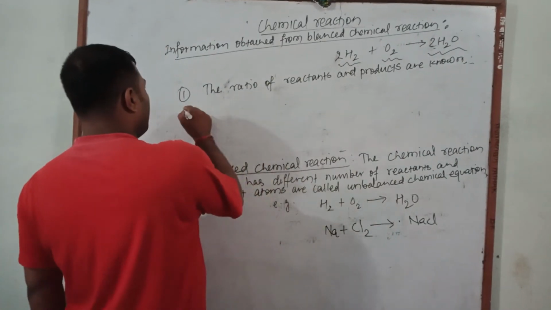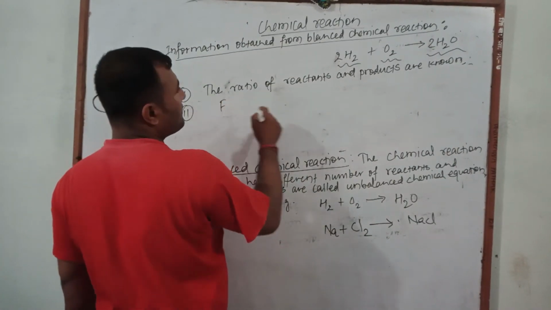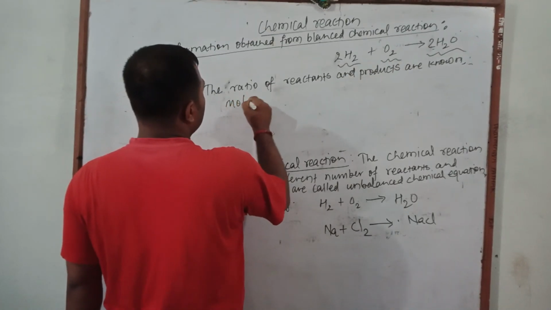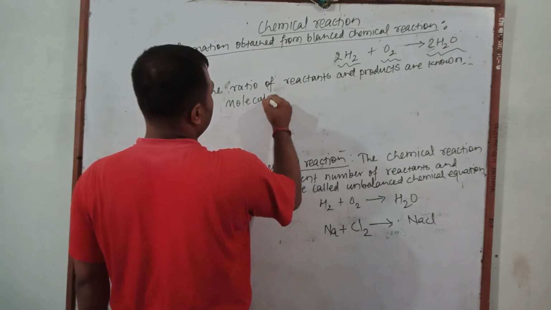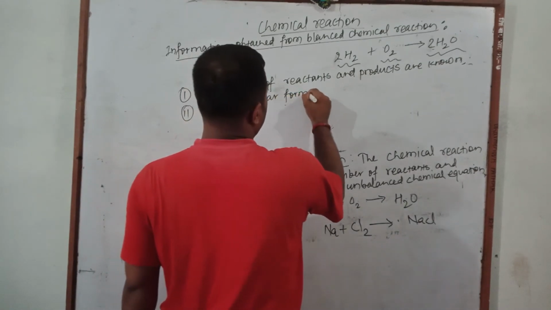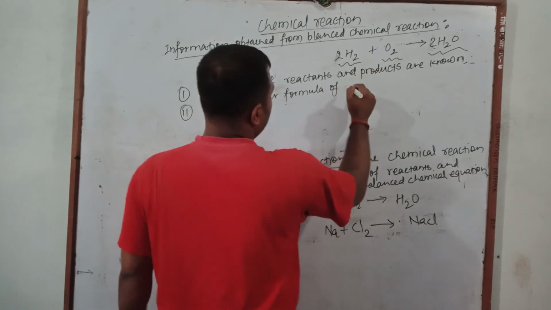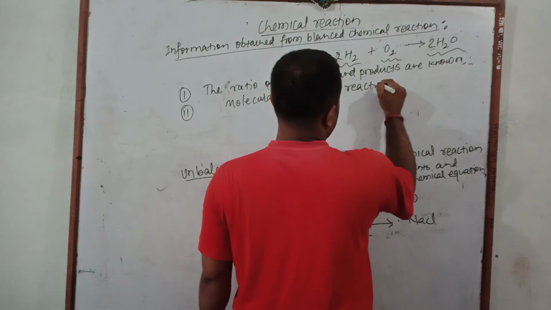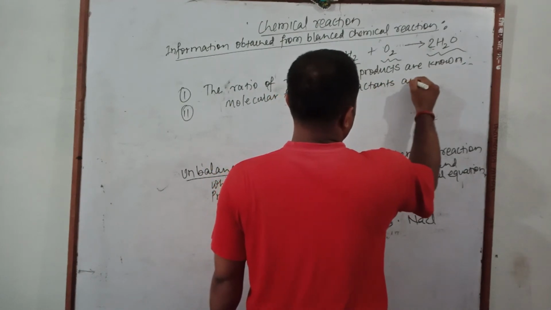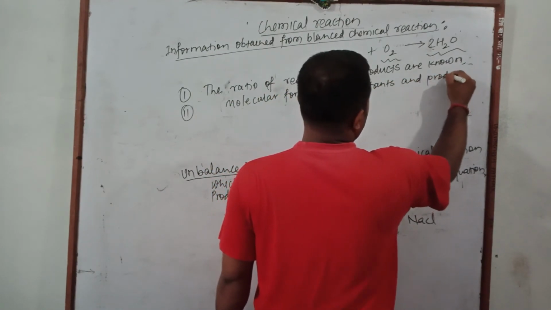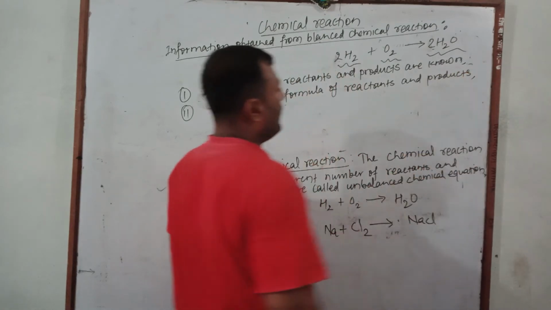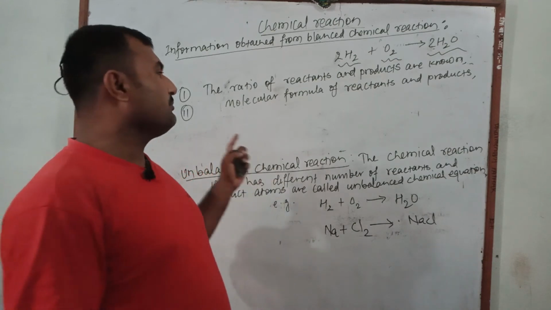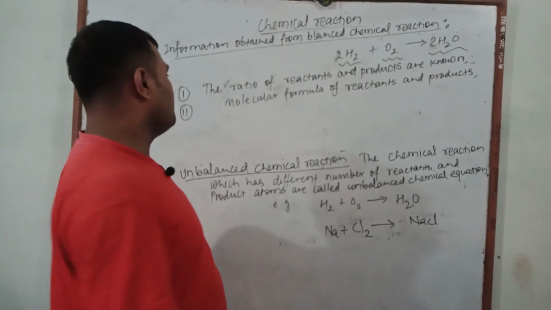Another thing we know from a balanced chemical reaction is the molecular formula of the reactants and products. We know the molecular formula of reactant and product from the balanced chemical equation.